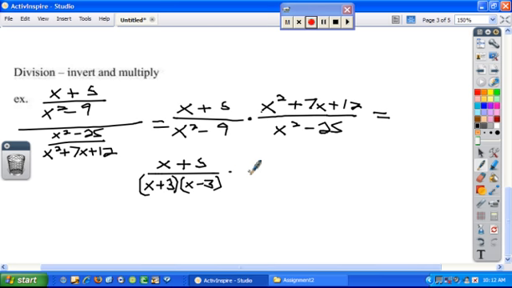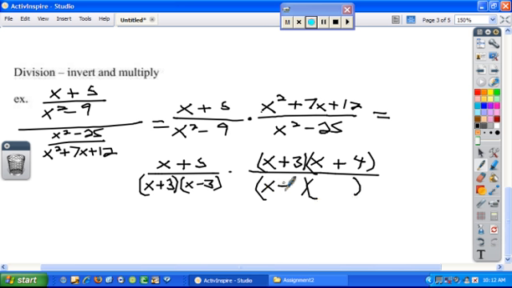And then over here, x squared plus 7x plus 12. Oh, that's a trinomial with nothing in front of the x squared. So I need two things that multiply to give 12, add to give 7. How about 3 and 4? Does that work? I think so. And then on the bottom, another difference between two squares. It's going to be x plus 5 and x minus 5.